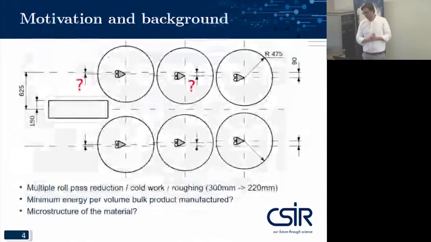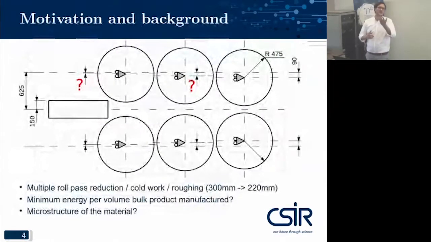As I mentioned, the motivation is typically, let's say, for example, a design of a 300 millimeter thick piece of steel, and we're doing three tandem rolls, and we want to reduce it to a total thickness of 220 millimeters. What do we need to do? Let's say we have three rolls. Do we first do a very large reduction, then a slightly smaller one, and then end off with 90 centimeters on each side? Or how do we change these rolls and the velocity at which they manufacture the bulk product?